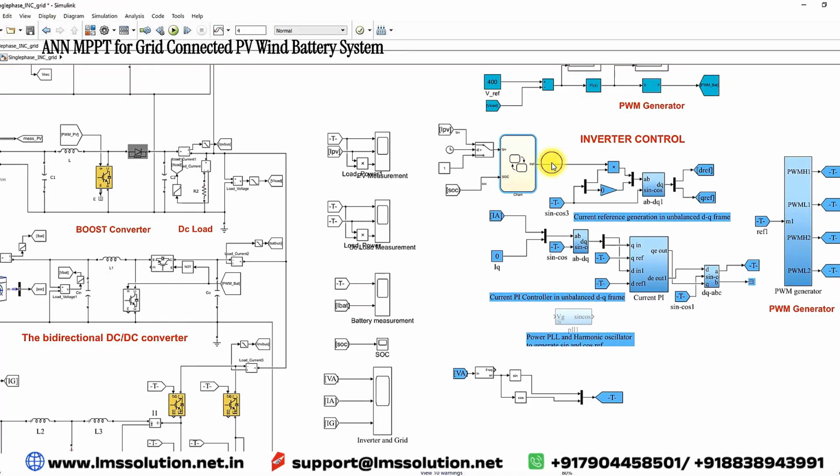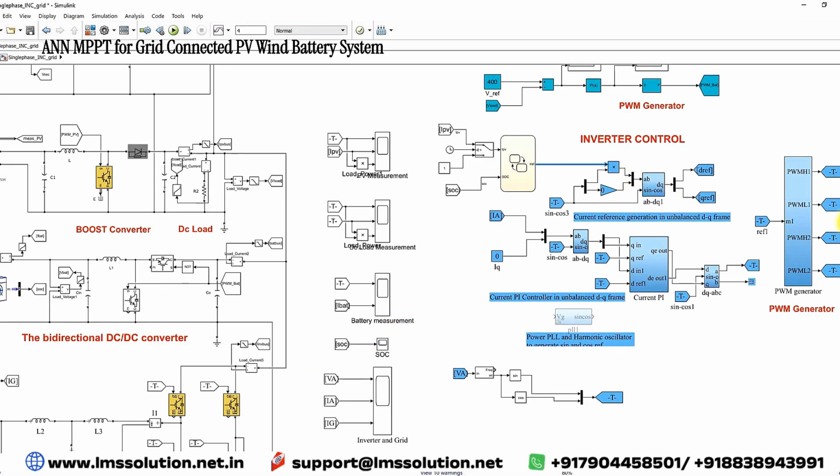Here we have that reference current in the form of DC, which should be converted to AC. For that we are using this PLL concept in order to generate sine and cosine. When multiplied with this reference current, it is converted to AC form, right? And then it is converted into DQ by using the ABC to DQ transformation.